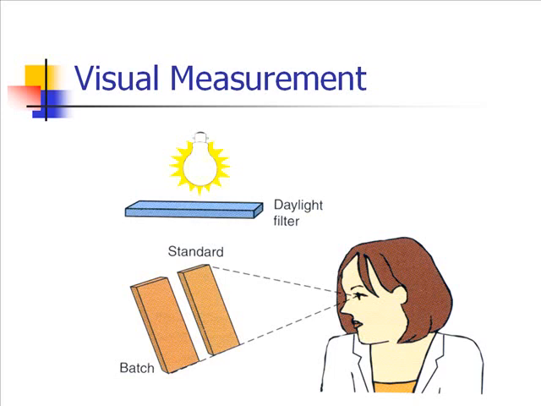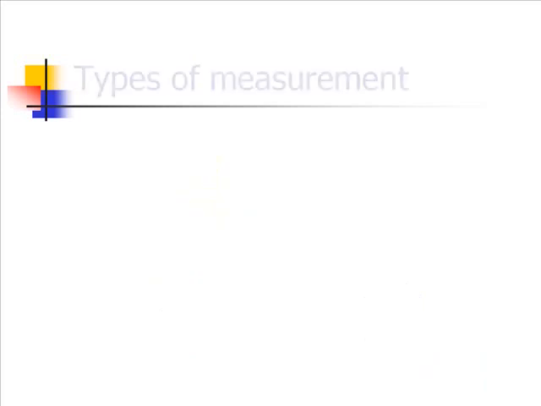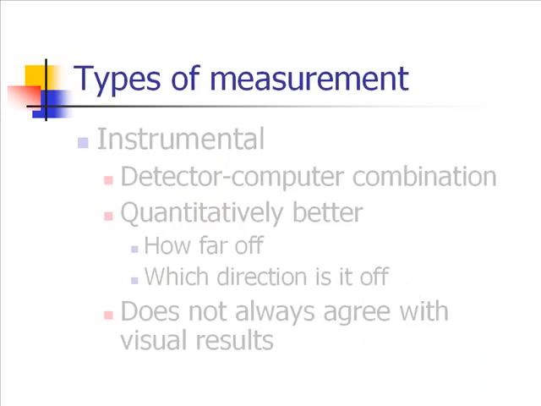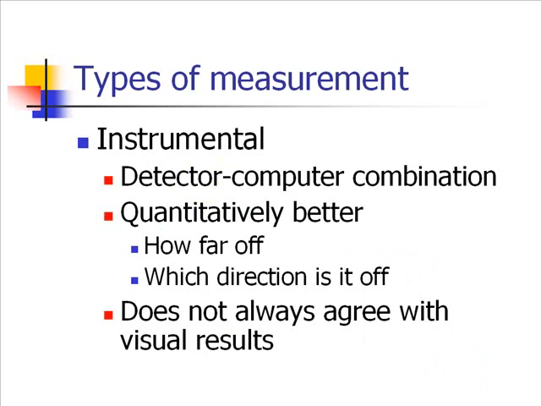The other type of measurement is using instruments. So we have some sort of electronic detector and computer combination. It does a better job of quantifying how far off we are in which direction. You can get numbers that tell you how far the color is off from your standard as your sample. You can say which direction. It'll tell you it's so much too red, so much too blue, so much darker, and give you numbers that describe that.